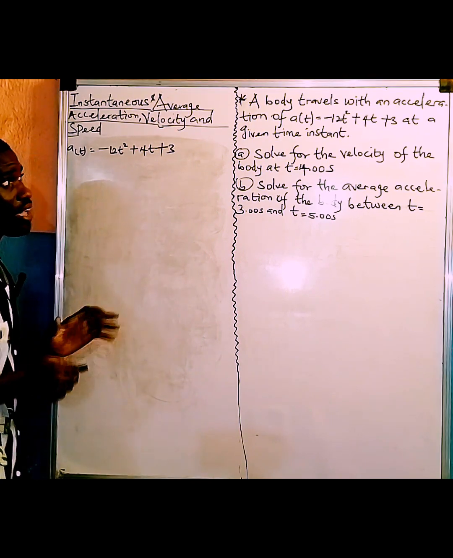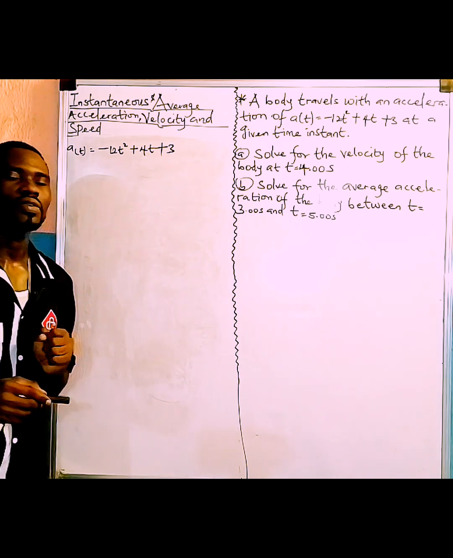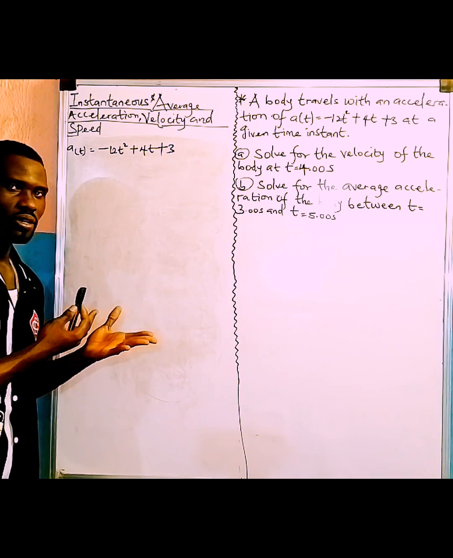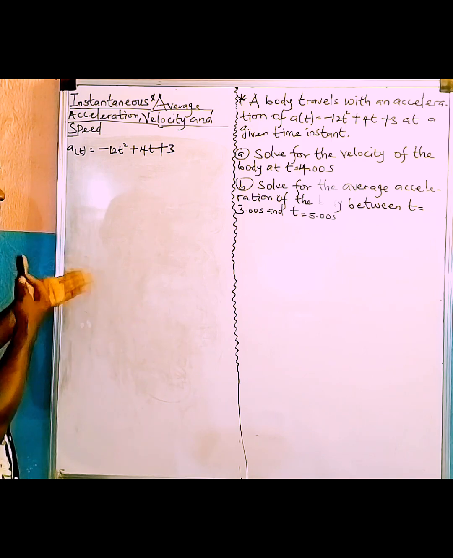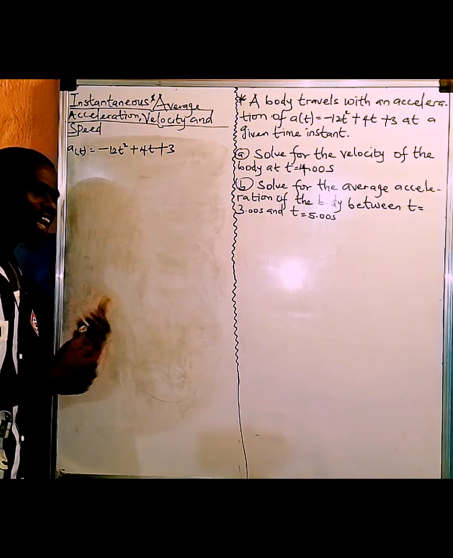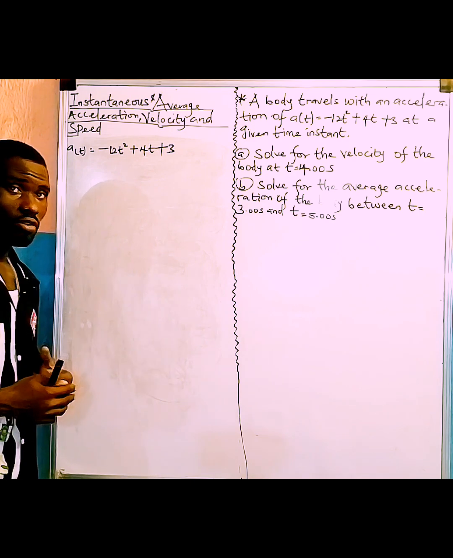Now, the first thing we have to do here, since we have to get the velocity of the body at time 4 seconds. We've been given the acceleration of the body, so we are asked to get a velocity. How do we get velocity from this given instantaneous acceleration? You're just going to have a reverse reaction. Don't forget the previous questions we solved.